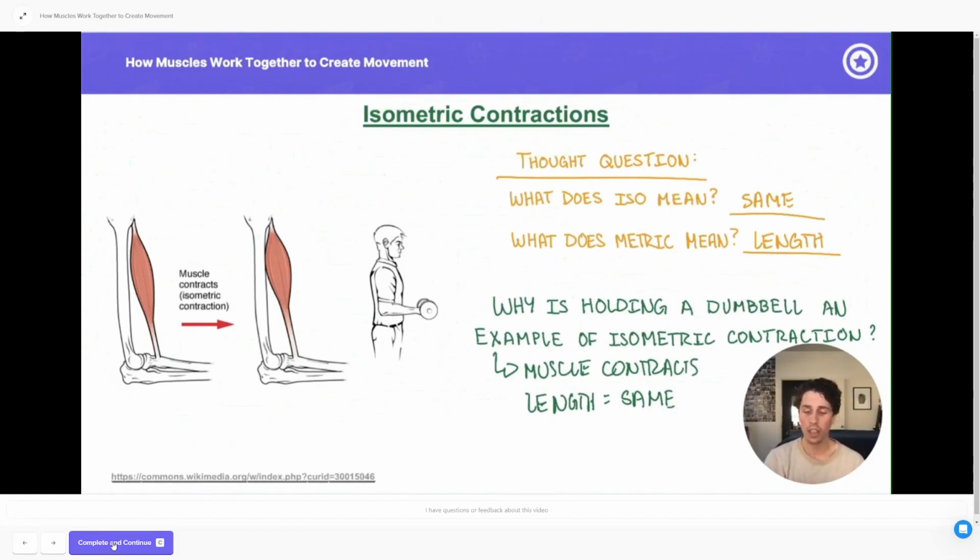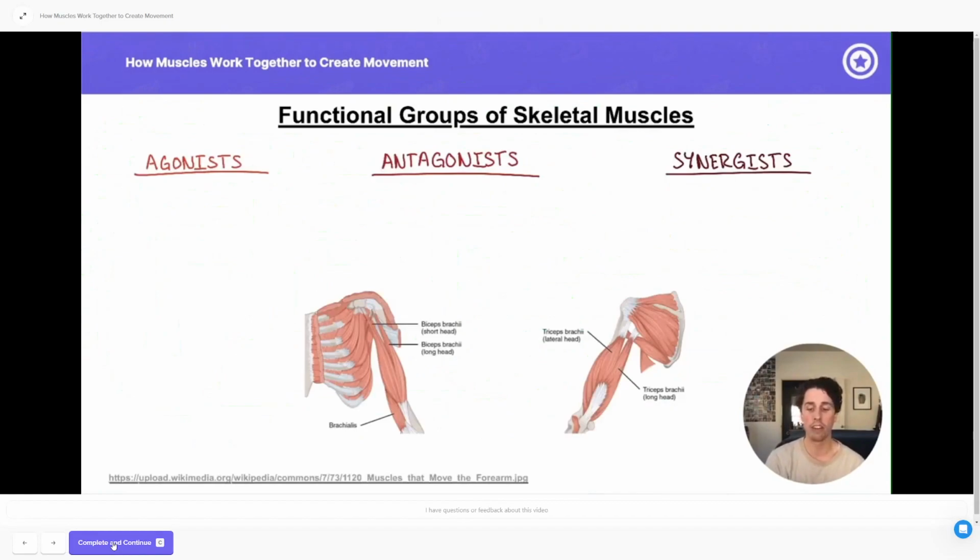Alrighty, so just one more thing we want to talk about. Let's go ahead and talk about functional groups of skeletal muscles. And so these are going to be agonists, antagonists, and synergists. So first off, let's go ahead and talk about agonists. So this is going to be this one right here.